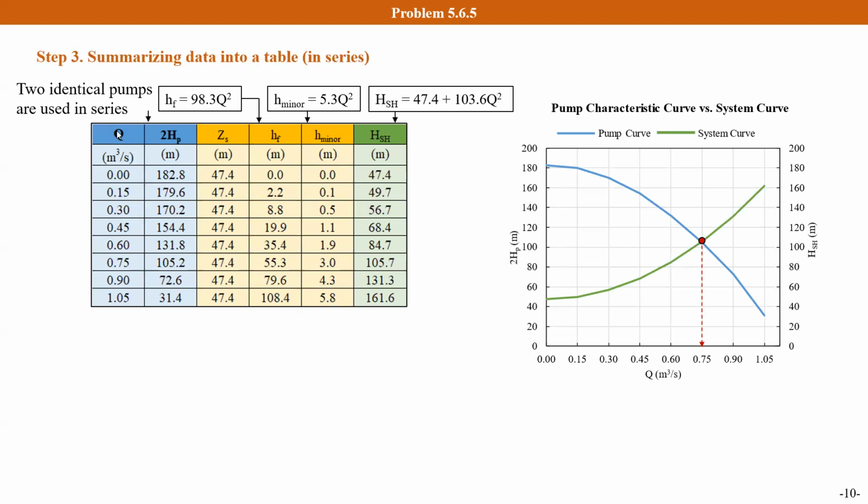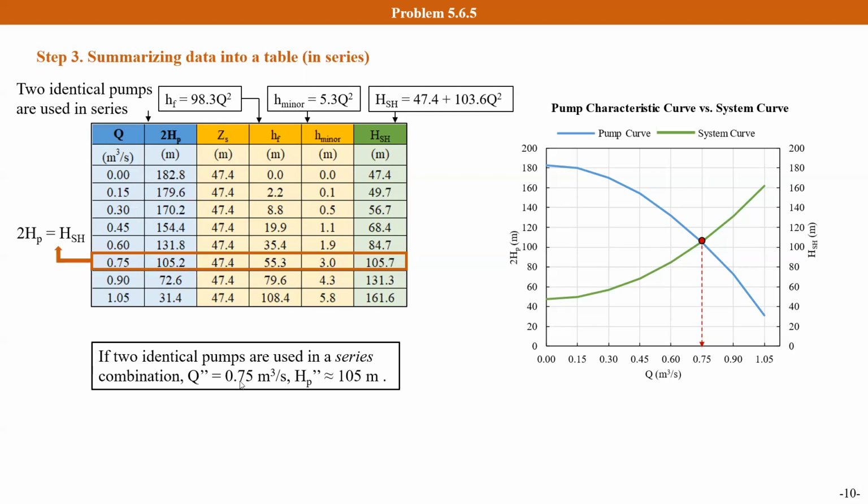Now let's summarize the data into a table when the two pumps are located in series. In this situation, the total pump head should equal 2 times the single pump head. Let's take a look at this plot. When Q equals 0.75, the total pump head equals the total system head. Therefore, the flow rate equals 0.75 cubic meters per second, and its corresponding total pump head equals 105 meters.